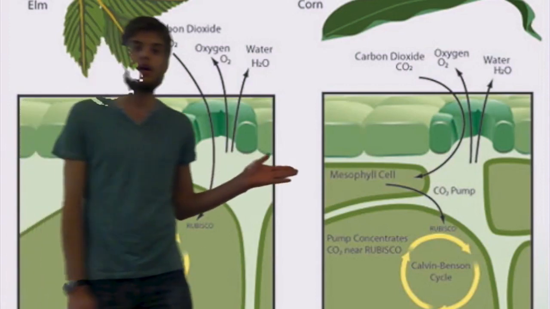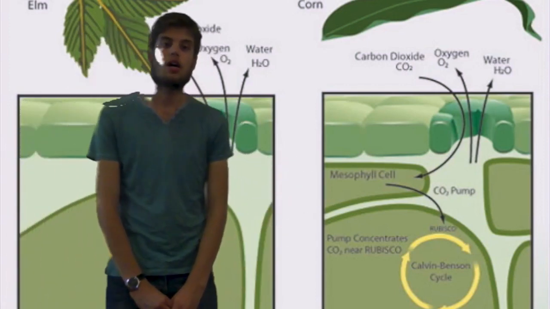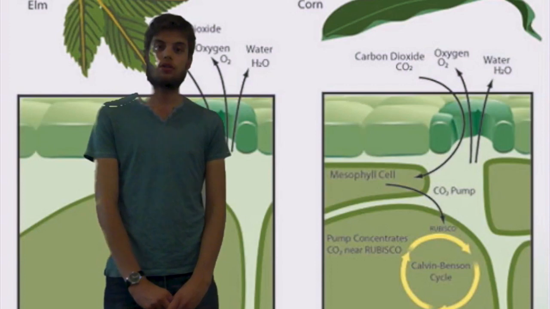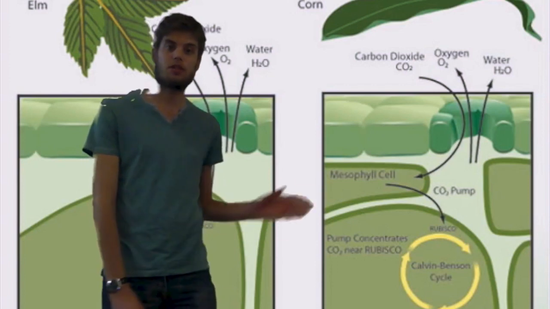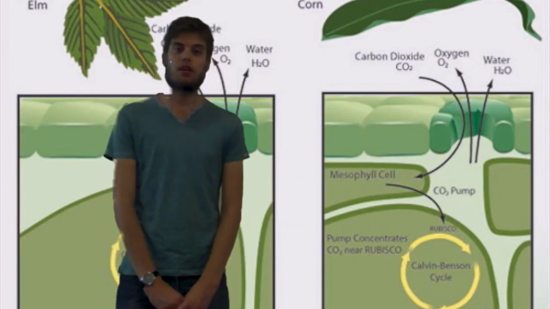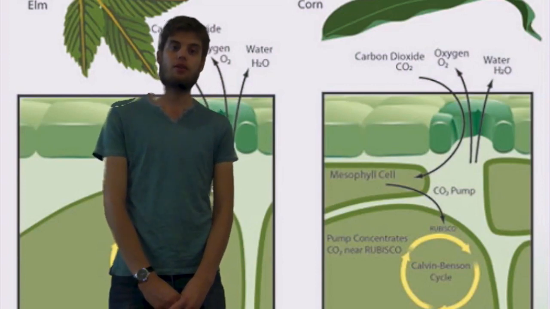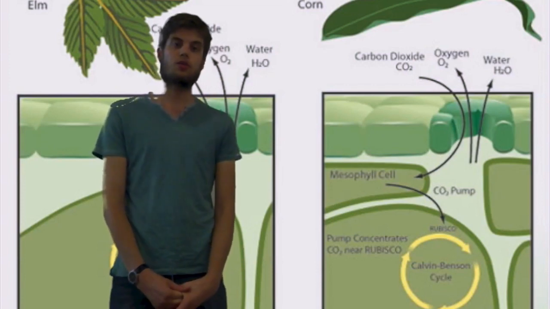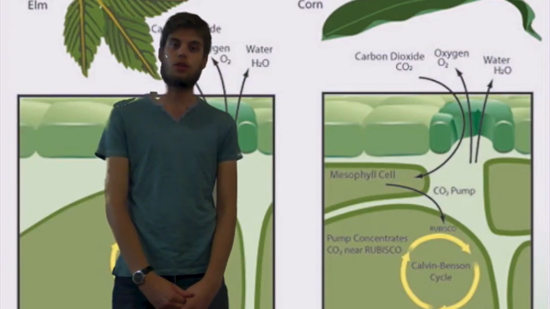A C4 plant has complete control over its stomata, and it actually has a CO2 store within the leaf itself, the mesophyll cell. So this means that when the stomata are closed, it can carry on photosynthesizing. This also helps drastically reduce the water loss through the stomata.